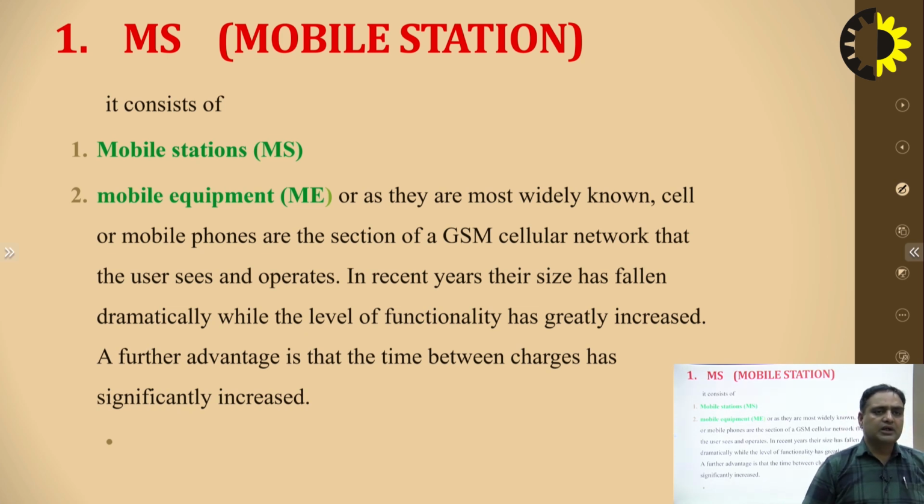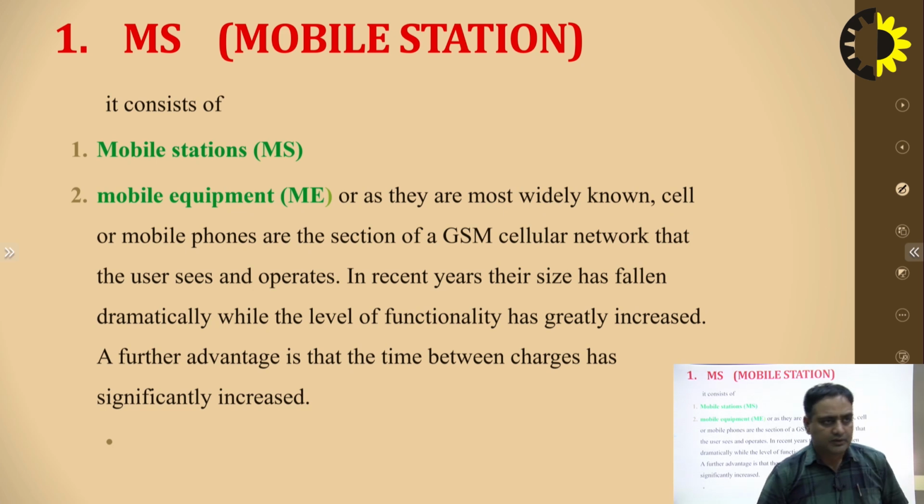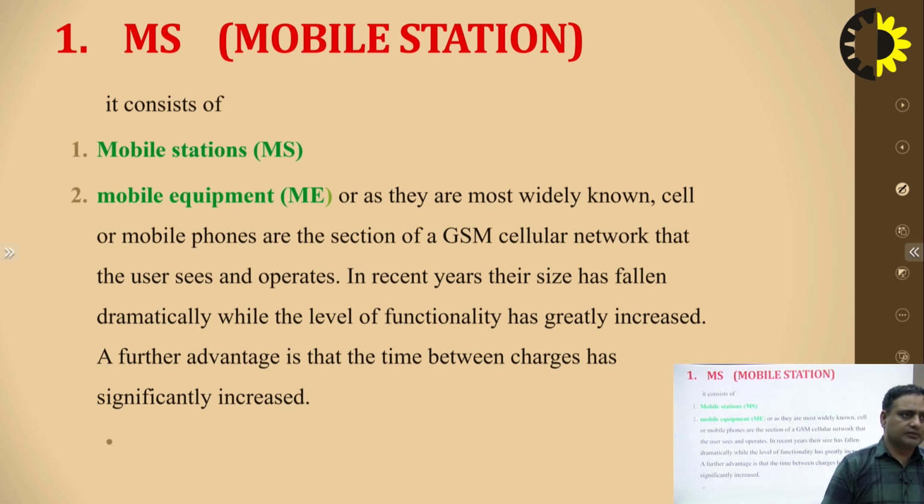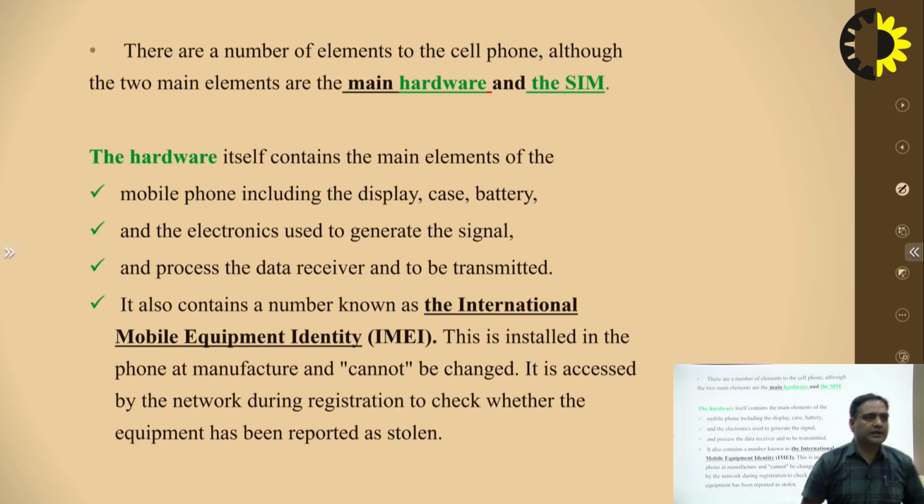So the hardware and features are upgraded from time to time in mobile equipment, and there are different types of operating systems installed in mobile equipment, meaning Android operating system, Microsoft operating system. There are a number of elements. The hardware itself contains the main elements of the mobile phone, including the display, case, battery, and the electronics used to generate the signals, process the data received and transmit.